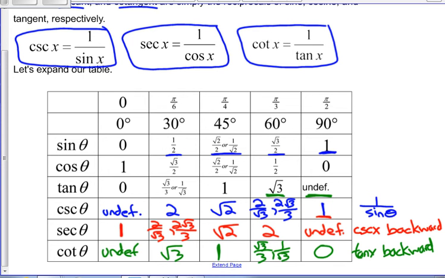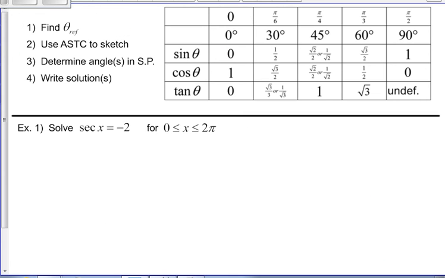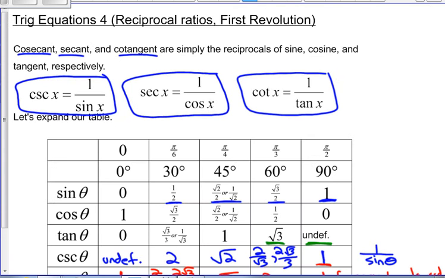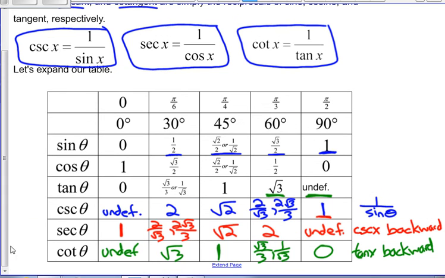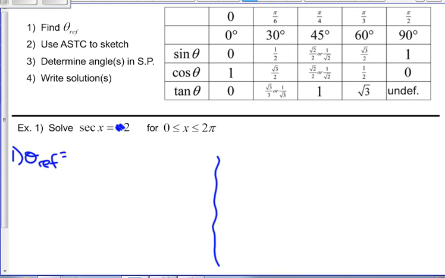Let's put them to use in some equations. Right over here we have secant x equals negative 2. And I'm actually going to end up doing this two different ways. But let's start with just our basic approach, which is to find theta ref. That means you ask, where is secant, not negative 2, but just 2? Well, let's go to the table. Secant is 2 over here at 60 degrees or pi over 3. So that's our theta ref.